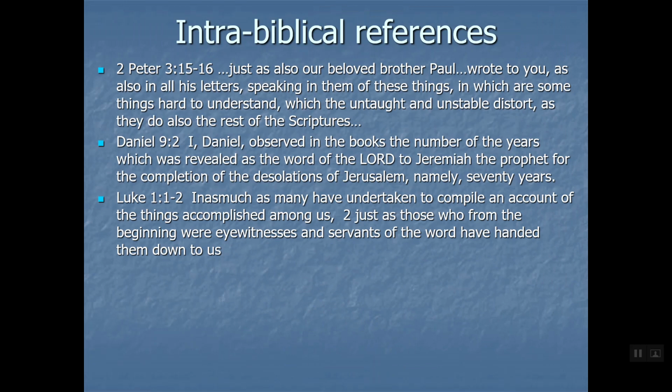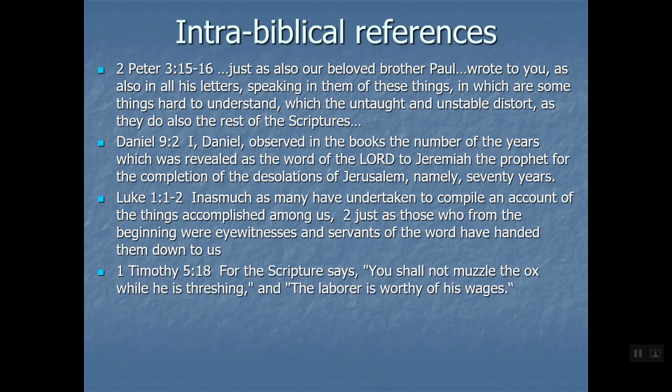Luke recognizes at the very beginning of his book that other people have written. He knows that there have been others that have written about Christ. In 1 Timothy, Paul, when he's talking about how pastors should be allowed to make their living preaching the gospel, quotes two scriptures, one from the Old Testament and one from the Gospels. So Paul was aware of the sayings of Jesus that are contained in the Gospels.